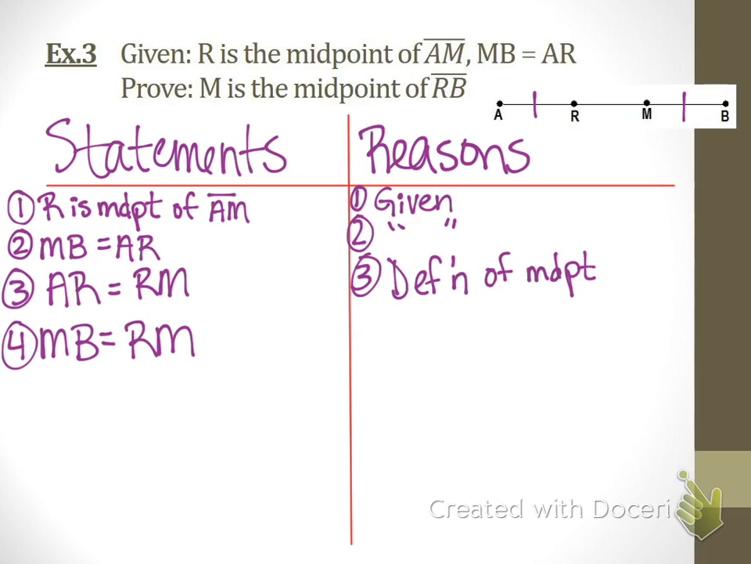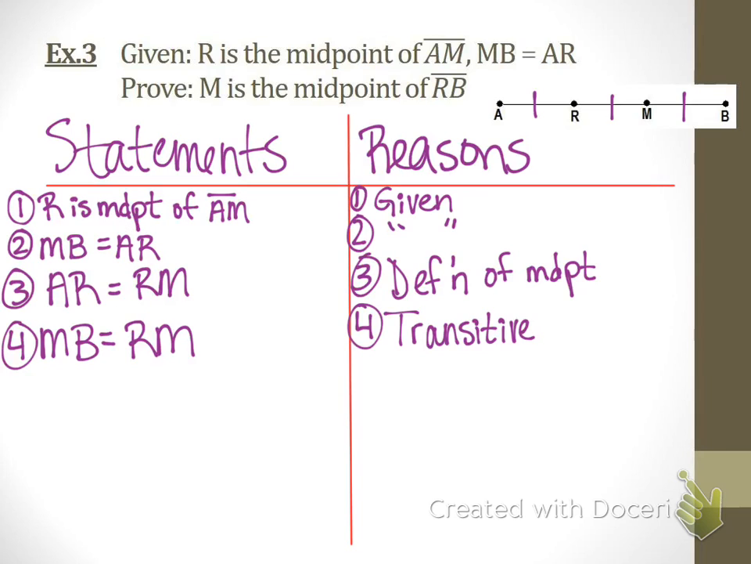Okay, we know that if this is the midpoint here at R, then those two have to be the same, and they already told us AR and MB have to be the same, so all 3 of them really are going to be equal to each other. What property did Majay use to make that, Akira? Very good. The transitive property allows us to say that. Transitive property lets us say that those are equal by cutting out AR, which was in the middle there.